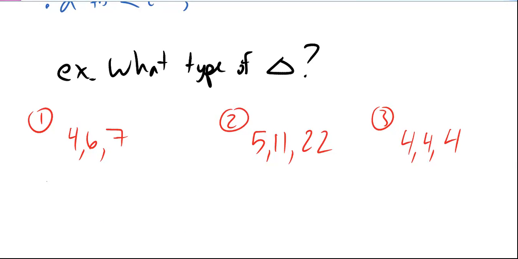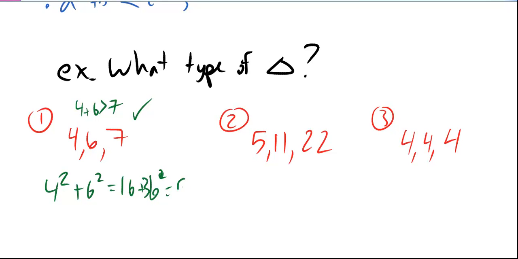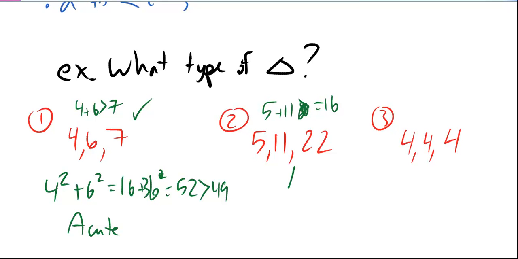Okay, so for this first example, first I'll test the triangle inequality. 4 plus 6 is greater than 7, so it is a triangle. And 4 squared plus 6 squared equals 16 plus 36, which is 52, which is greater than 49, which means my hypotenuse is shorter and this is acute. And number 2, if I test my triangle inequality, 5 plus 11 is 16, meaning this is not a triangle at all. I don't even need to say what type it is. This doesn't even make a triangle.